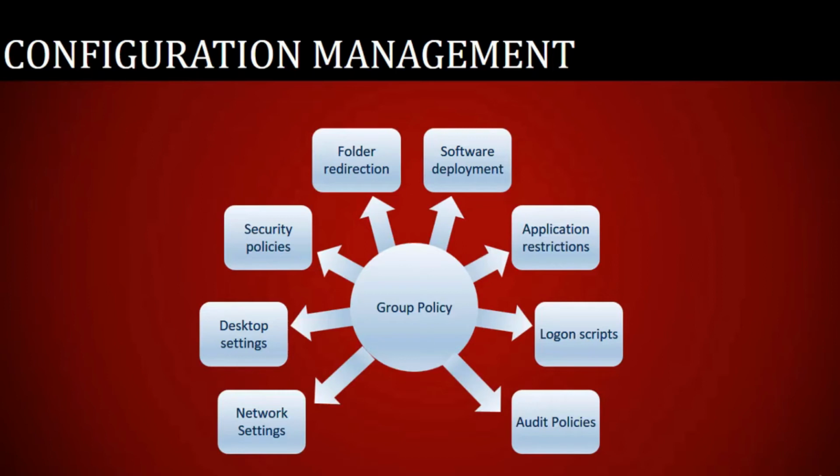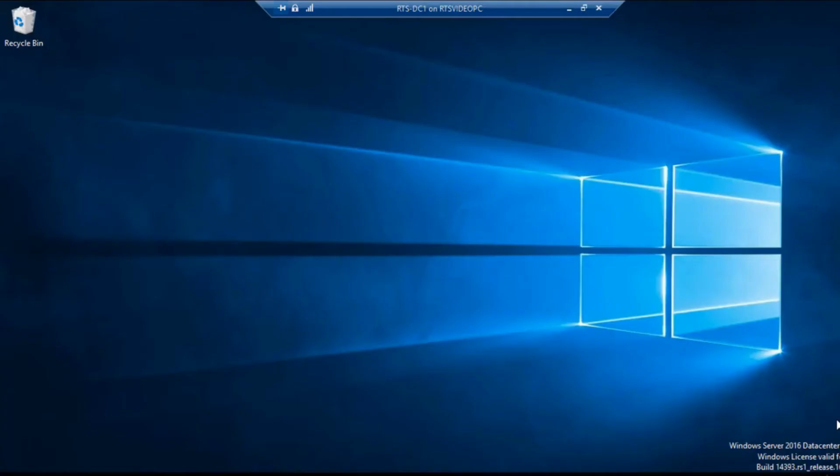Some of the configuration settings we will look at using group policy will be managing network settings, desktop settings, security policies, folder redirection, software deployment, application restrictions, logon scripts, audit policies, and many other settings. Everything I cover in this course, I will show you how to configure. So the goal of this course is not just to have technical knowledge of how these settings actually work, but how they are actually deployed within the environment. Let's get started.